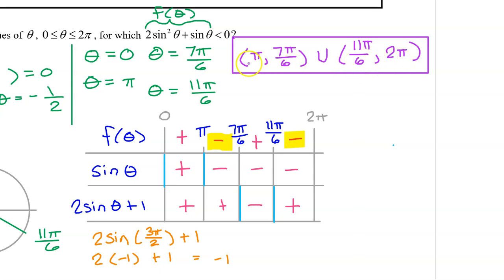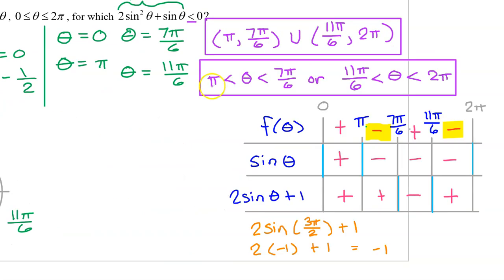Notice that we are using parentheses to show that these endpoints are not included, because the endpoints are where f of theta is equal to 0, but we only want where f of theta is less than 0, not equal to 0. If this had been a less than or equal to problem, we would have used brackets on these endpoints instead of parentheses. You can also record your solution as an inequality like this.